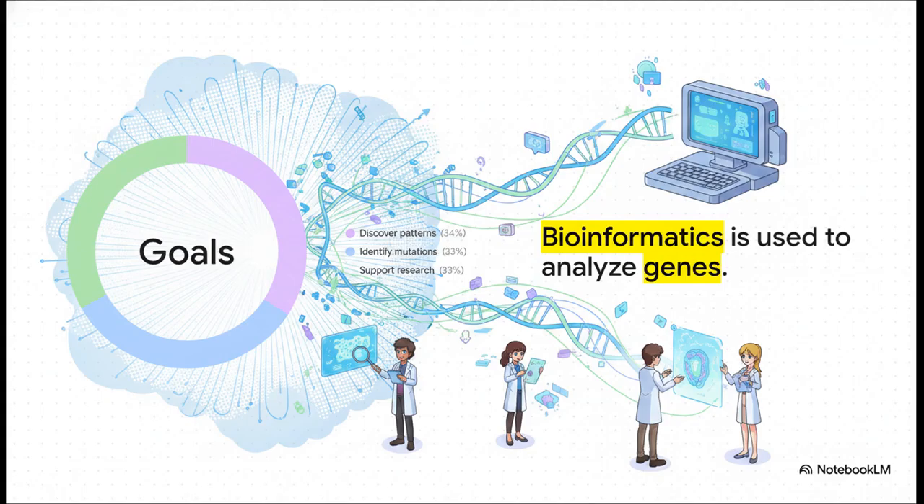Now, what's really interesting about this slide is the incredibly balanced approach it reveals in modern bioinformatics. When mapping out the primary goals of this field, the effort is split remarkably evenly. About 34% of the focus goes toward discovering new patterns within the vast genetic code. Another 33% is specifically dedicated to identifying the exact genetic mutations that might be responsible for causing diseases. And the final 33% is aimed at broadly supporting ongoing biological research. It's just a perfectly calibrated digital assault on our most complex biological mysteries.